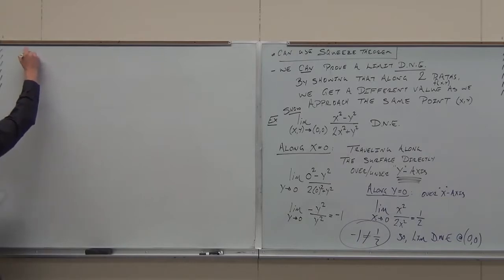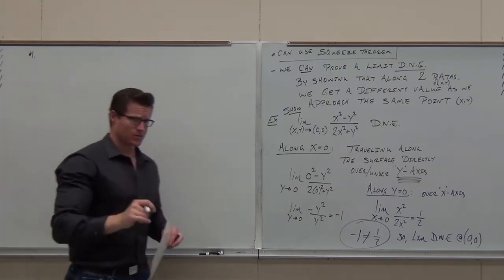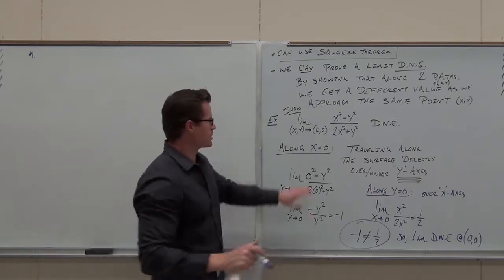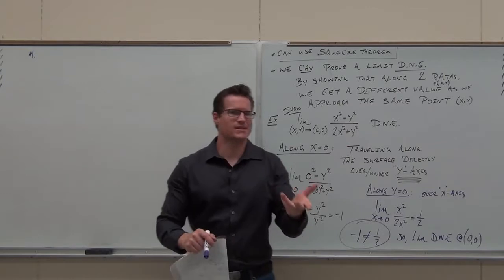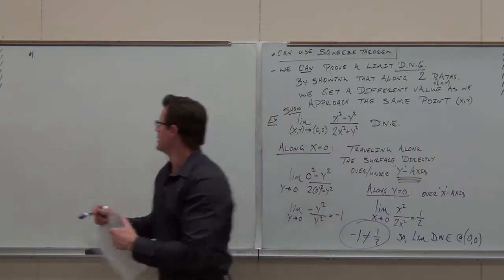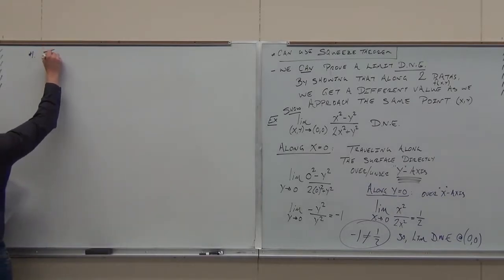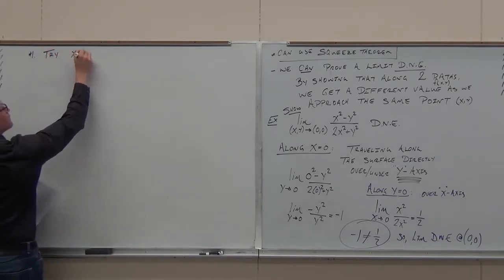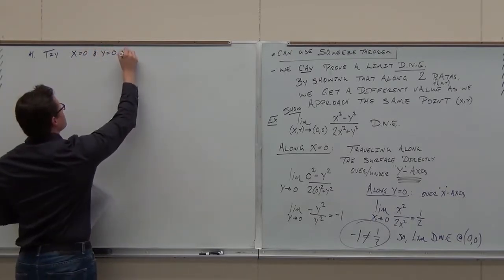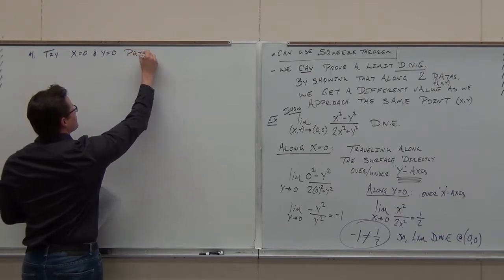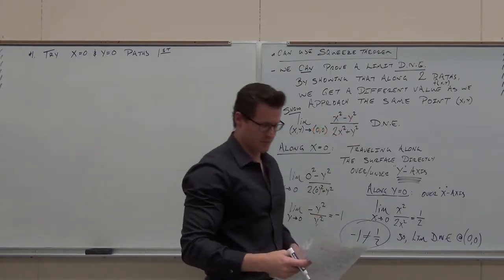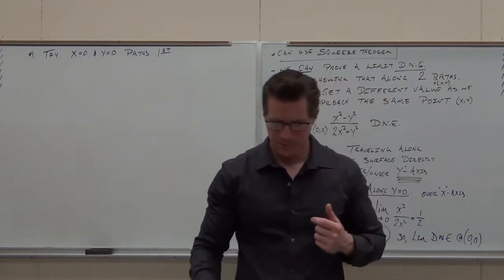So number one, try x equals 0 and y equals 0 first. In your head, don't even write them out yet. Just cover up the variables and see if you get different numbers. If you do, then only x equals 0, y equals 0. That's all you got to do. So try these paths first, because you can do them in your head very, very fast.